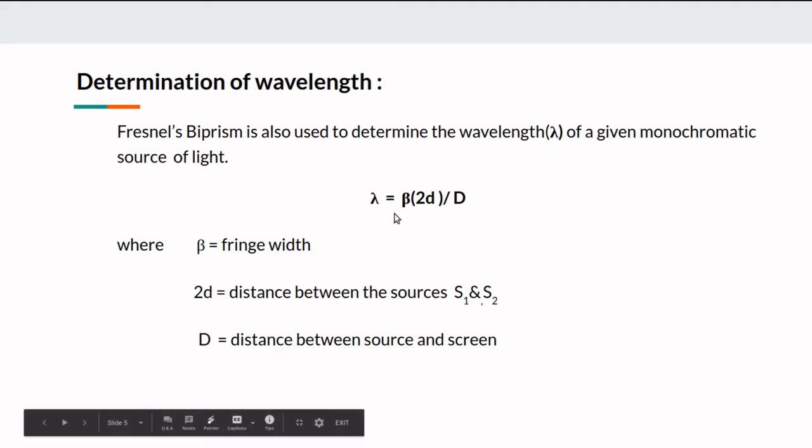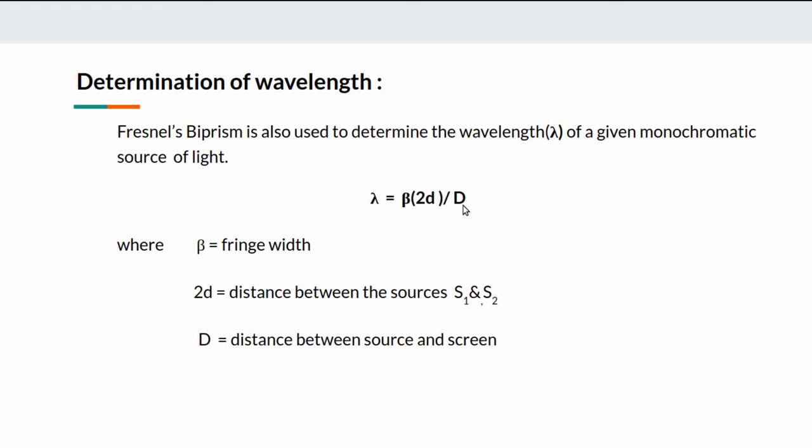That is the definition of fringe width, and 2d is the distance between two virtual coherent sources, capital D is the distance between the sources and the screen. Then the formula for wavelength of light in the theory of interference fringes: lambda is equal to beta into 2d by capital D. That is the formula for wavelength.